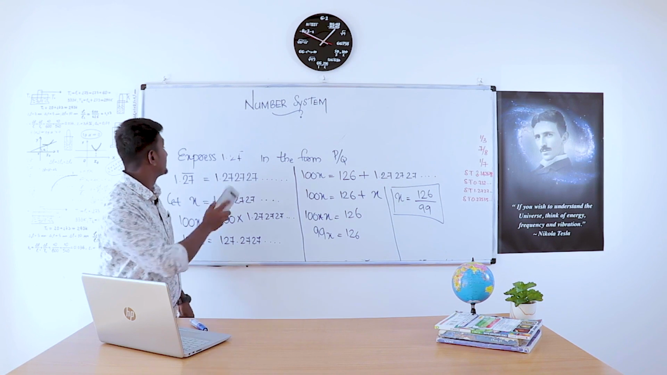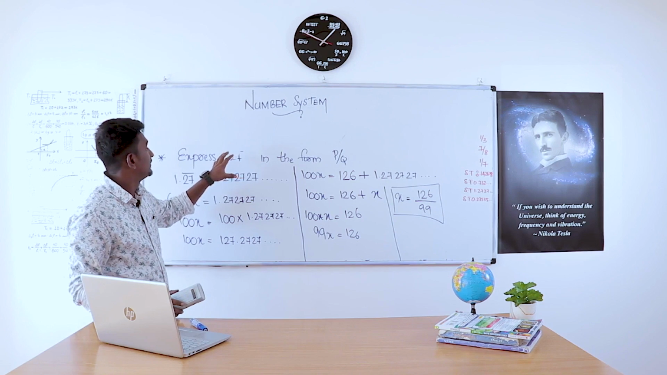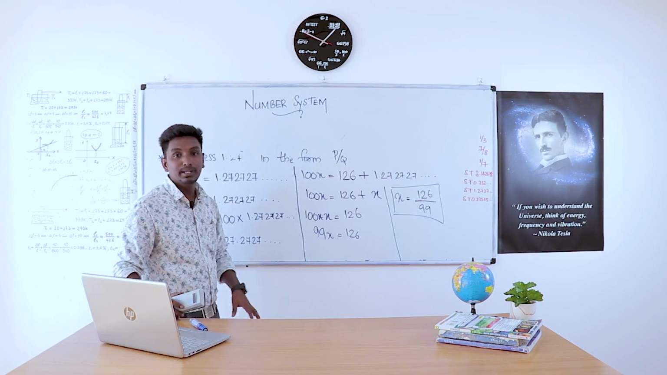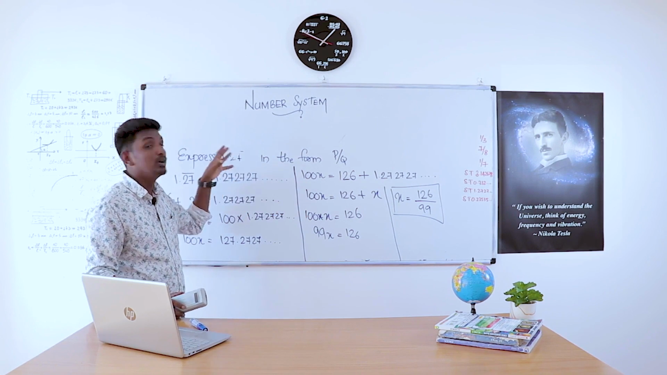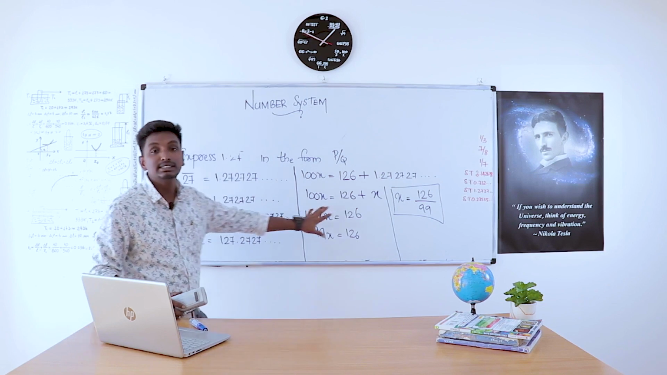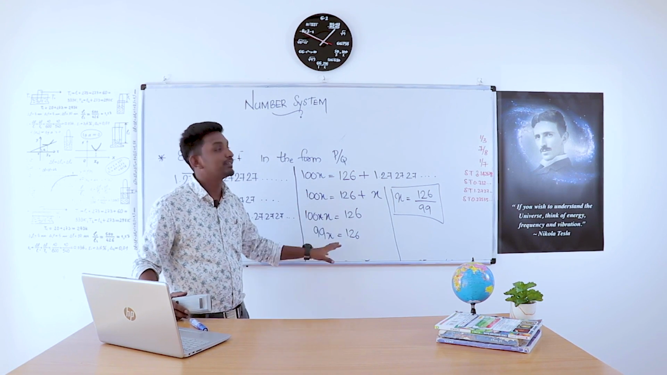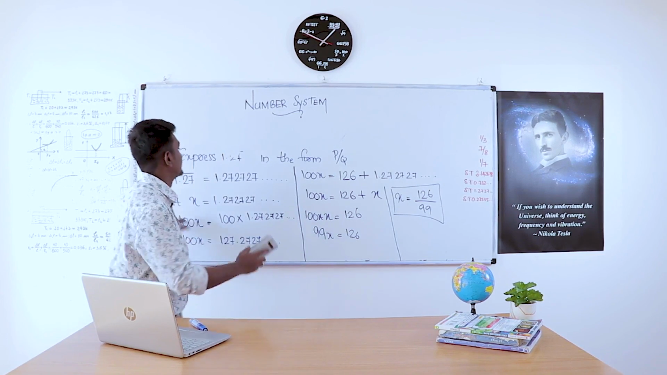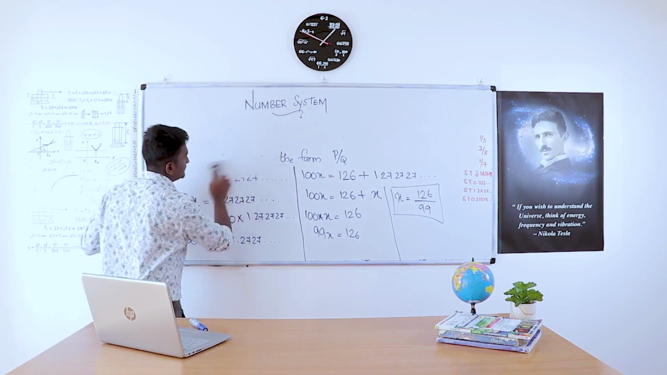You are getting questions from this section, such as: express 1.27 bar in the form p by q, or express in the rational form 0.3 bar, or any other number in the rational form. The method of solving this is the same. Just listen carefully and study carefully how to solve this. I think it is clear to you.